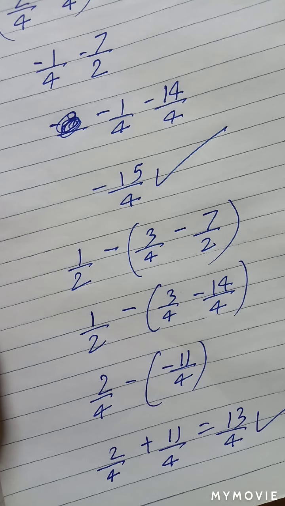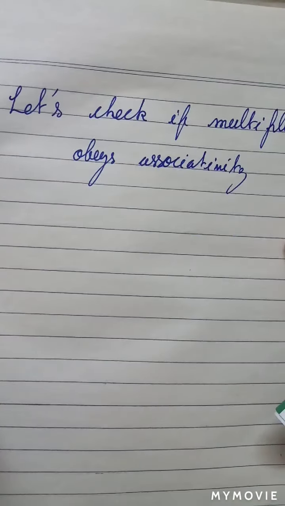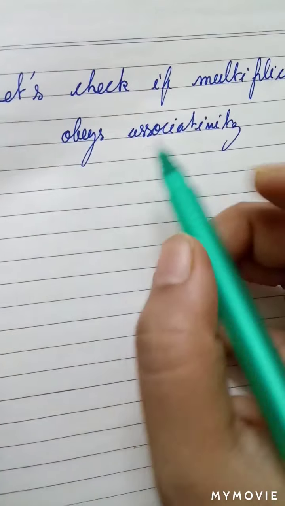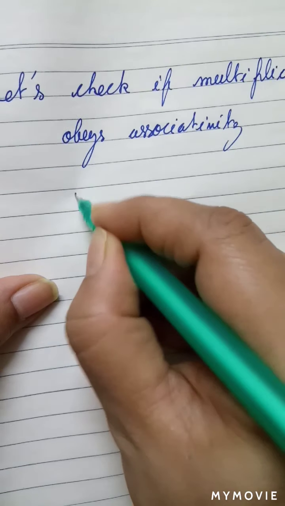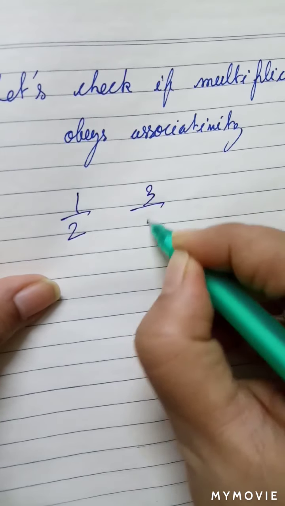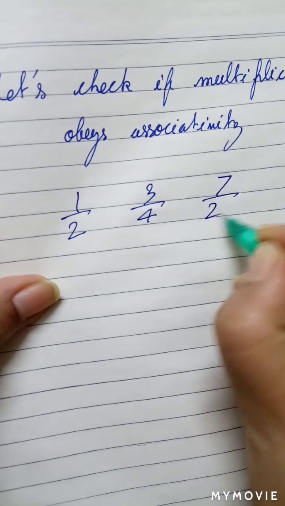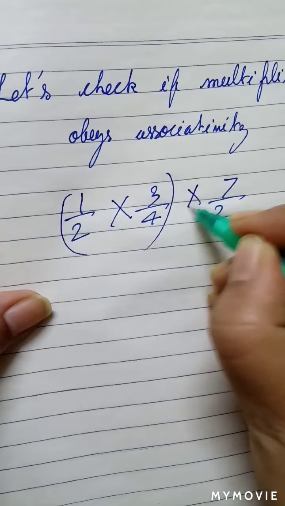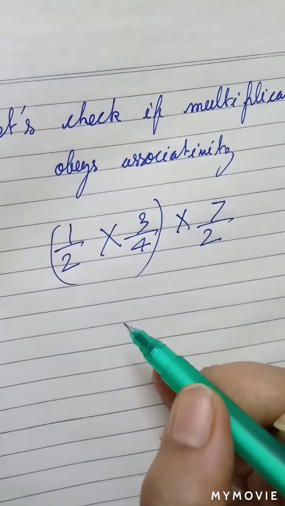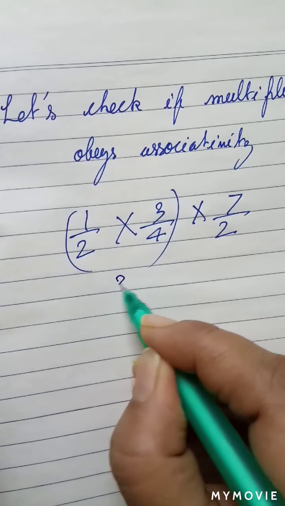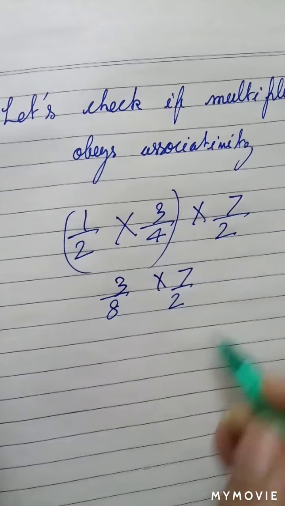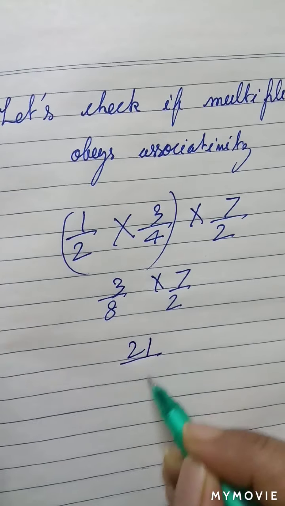Let's see if multiplication and division obey the property of associativity. Now let's check if multiplication obeys associativity. Let's take the same figures again. We have 1 by 2, 3 by 4 and 7 by 2. Let's group them. We have 3 by 8 into 7 by 2, which is 21 by 16.